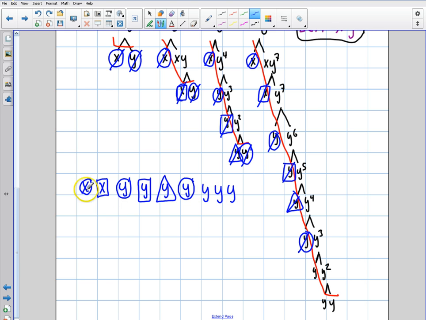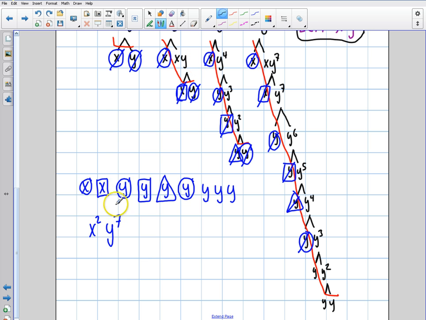So let's start combining our terms. How many x's do I have here? I have 1, 2, so this is x squared here. And how many y's do I have? 1, 2, 3, 4, 5, 6, 7. X squared y to the 7.